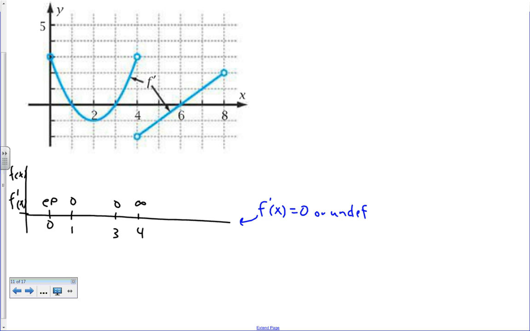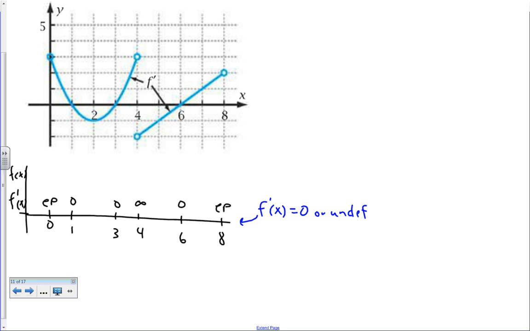And then at 6, I can see that we hit 0 again. And then finally at 8, we have an endpoint. So a lot of those points get marked. But notice that we're not marking all the points from 0 through 8, just the critical points of function f. And now what I want to do is fill in between these what function f prime is doing, whether it's positive or negative, and that will tell me something about function f.